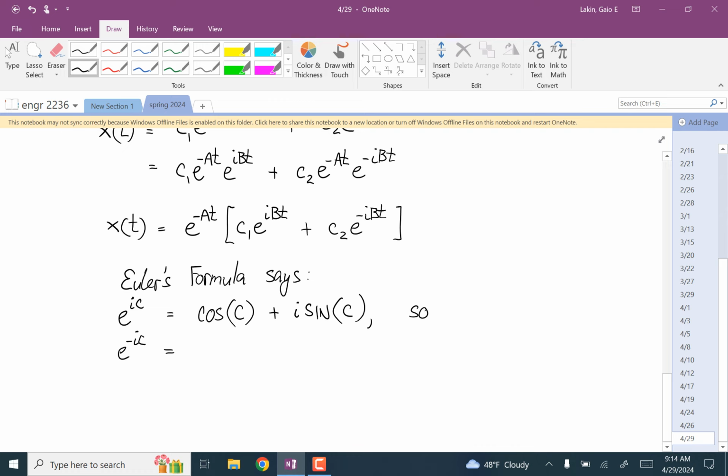Okay, so what's the relationship between cosine of c? So c is just some angle in radians. What's the relationship between cosine of c and cosine of negative c? Remember on the unit circle, so here's an angle, let's call this angle c. So this would be negative c, okay?